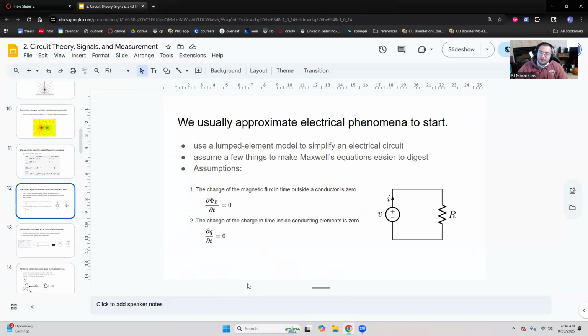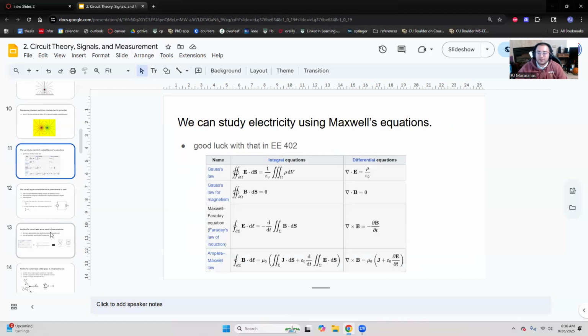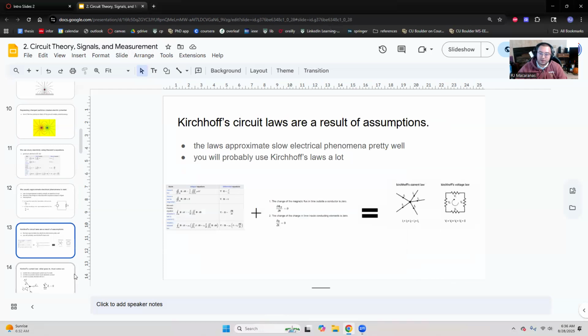And all that really means is that the voltages and currents are changing instantaneously, more or less, right? So wherever we are in the circuit, things are just happening so fast that we don't really need to consider all of these complex equations, the Maxwell equations. And so as a result of these simplifying assumptions, we end up with Kirchhoff's current law and voltage law, the circuit laws.